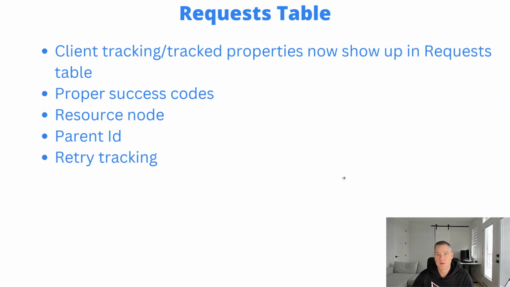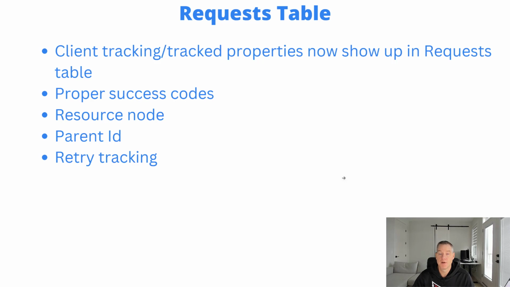Now, let's talk a little bit about requests table. So I've already talked about that the client tracking ID and the track properties now show up in request table. I'll show you that in the demo. We've also got some proper success codes, which is great. I think before we were always saying something was successful, even if it failed. I think you're going to find that we reflect reality better and give you an accurate depiction of whether or not a row, which represents an action execution, was successful or not. So I think that makes things simpler to figure out if something was successful or if it erred.